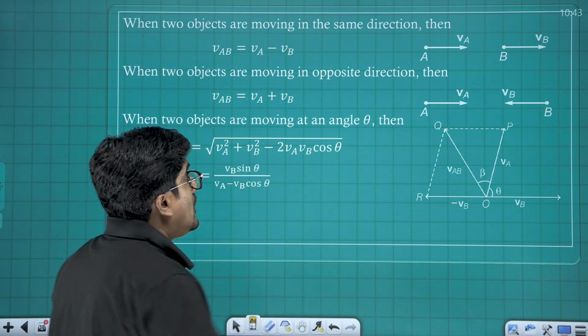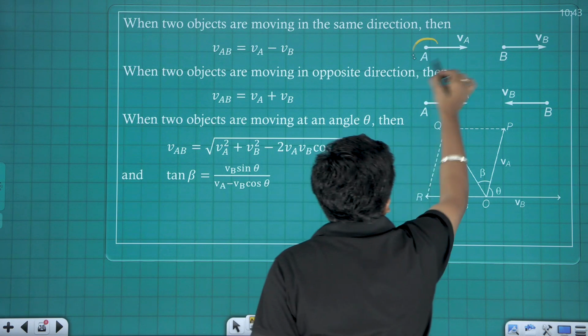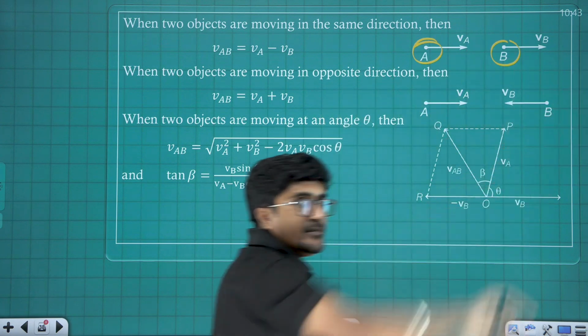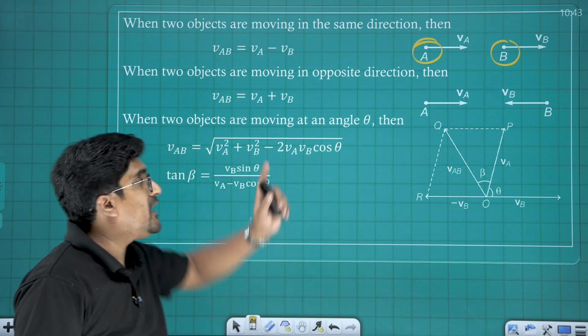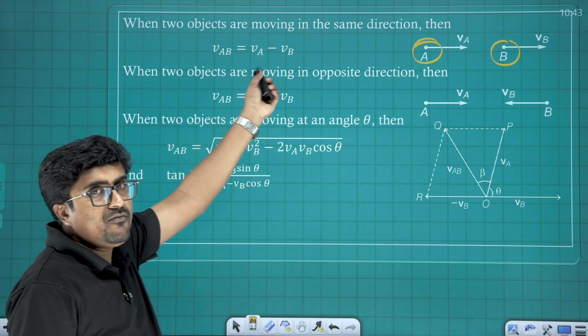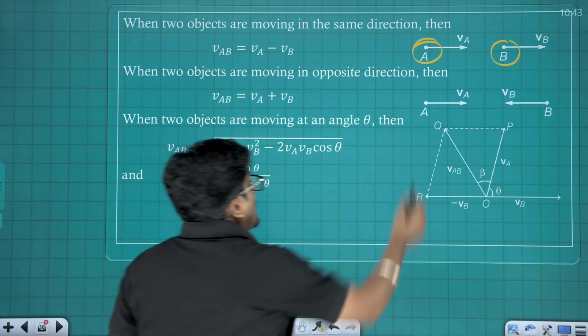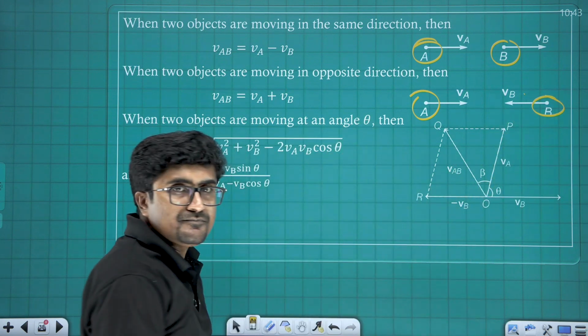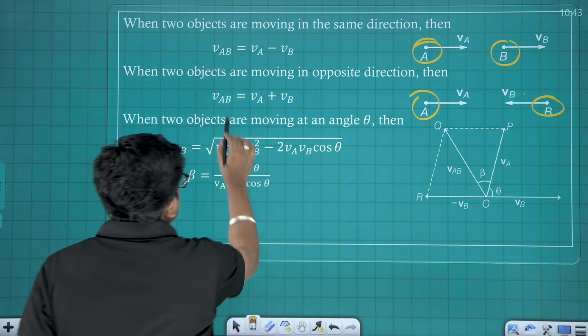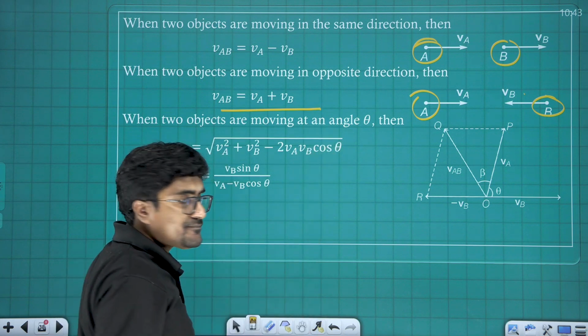Now some special cases. Special case number 1: A and B moving in the same direction. The relative velocity is going to be VA minus VB. If A and B are moving in the opposite direction, there it's going to be VA plus VB.